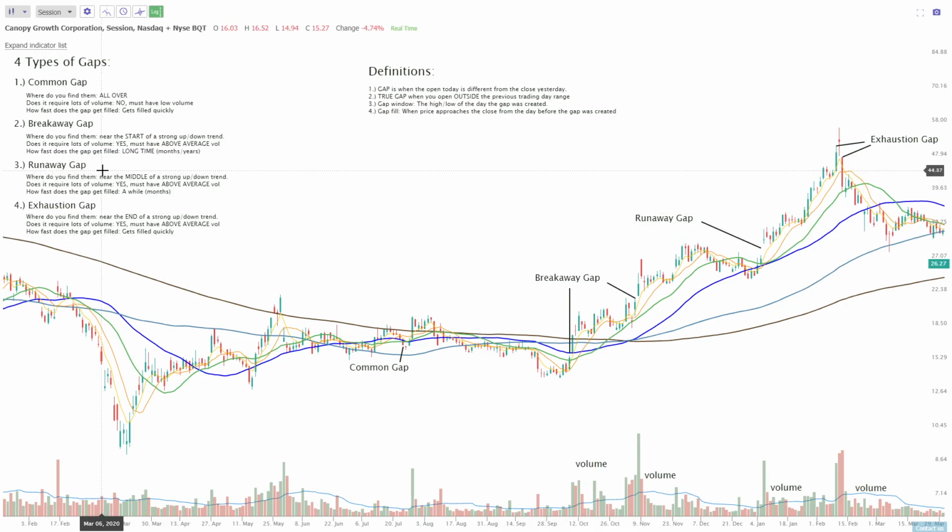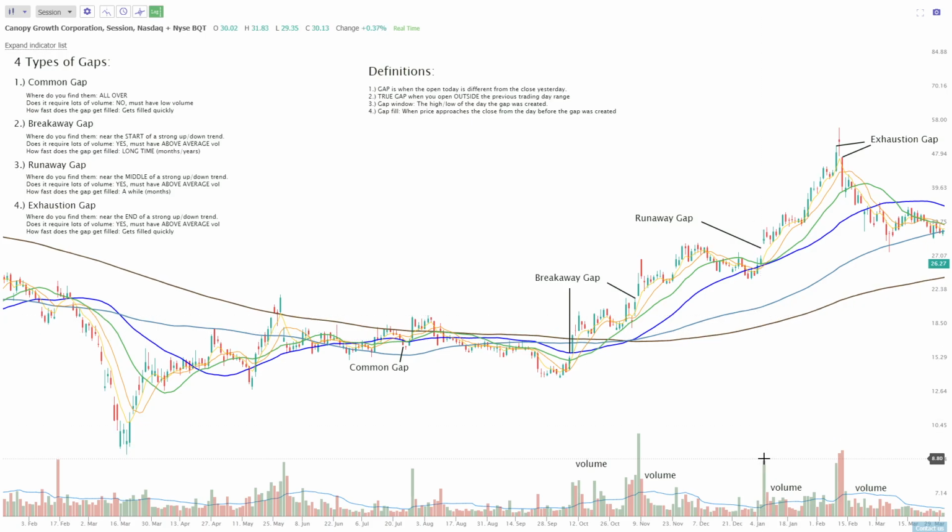The runaway gap is found at the middle of the trend. It's where the trend intensifies, right? So at this point, 13 to 25, you've already doubled, and then she goes from 30 to 56, right? That's where all of the extra money was made in the runaway gap. It's when people that missed the breakaway gap pile into the trade. They don't want to miss the trade.